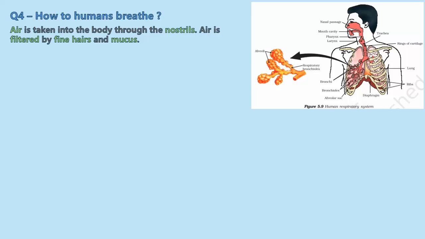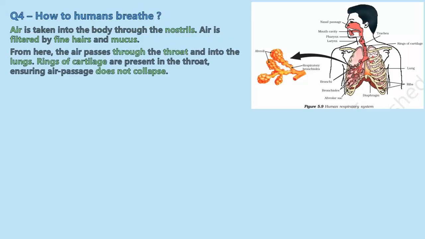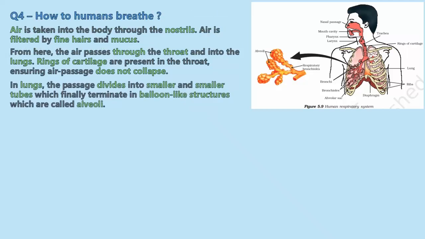So air is taken into the body through the nostrils. Air is filtered by fine hairs and mucus. The nose has fine hairs and mucus, and these act as filtration systems for the air which is breathed in. From here, the air passes through the throat into the lungs. And there are rings of cartilage. If you touch the bottom part of your throat, you'll be able to feel the rings of cartilage present in the throat, ensuring that this passage does not collapse.